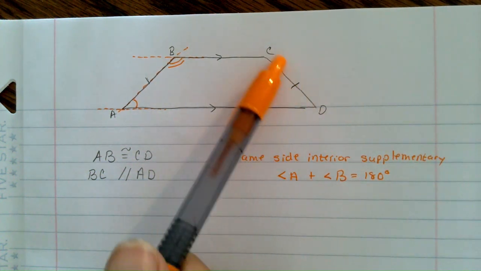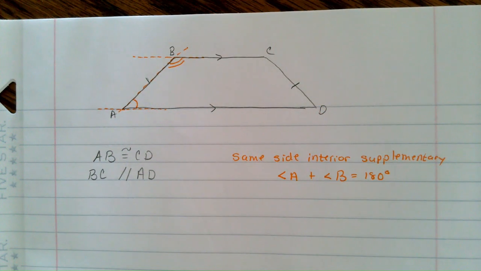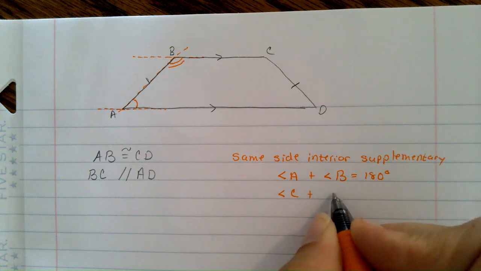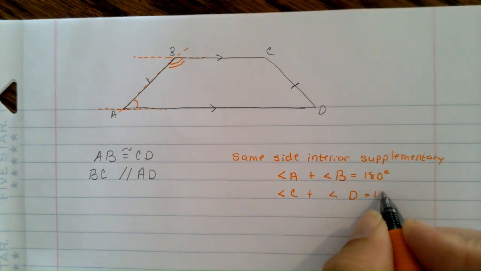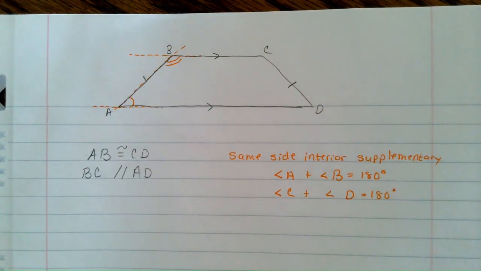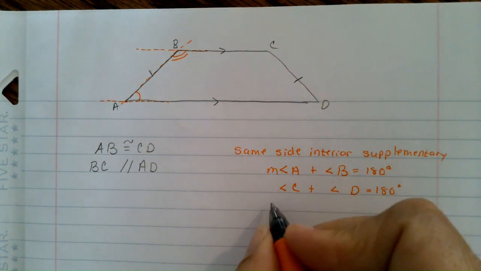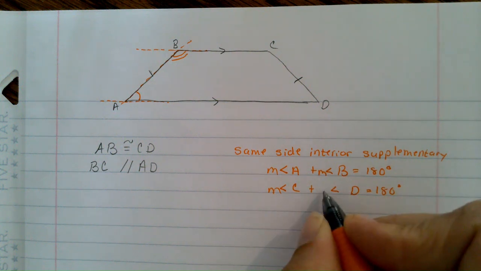Could I do the same thing for C and D? Absolutely. So that's something, technically I should say the measure of angle A, measure of angle C, measure of angle B, measure of angle D.